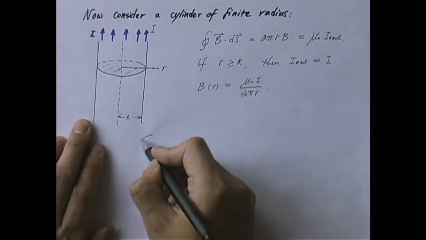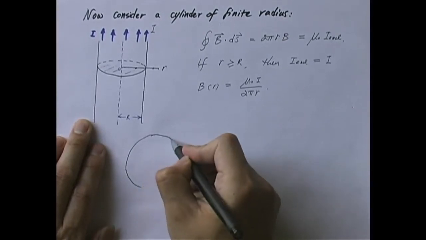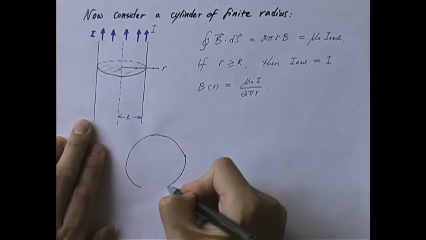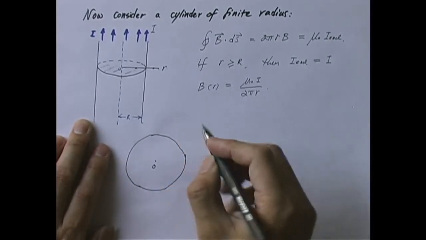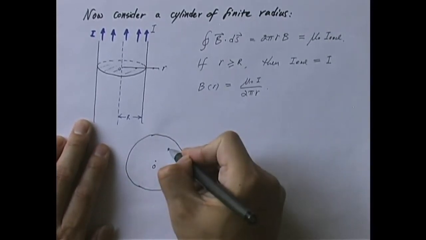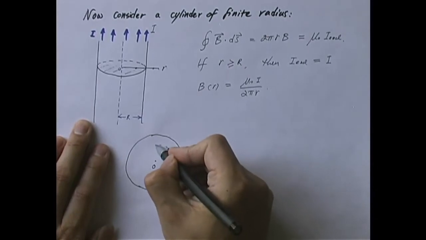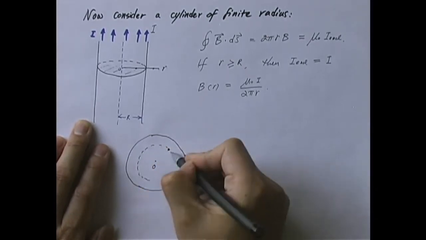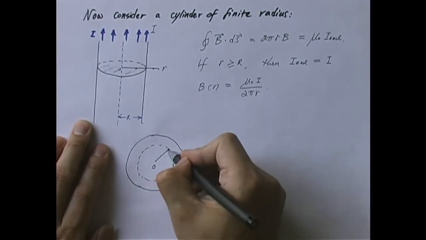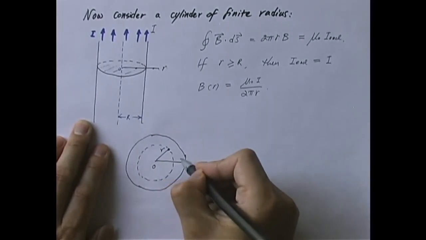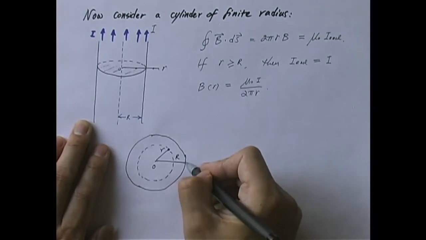Let me draw a top view. You're going to see something like this. Here is a top view. Here's the center of symmetry, and you're looking at a point P here, right? You need to draw an Amperian loop like that to apply Ampere's law. So this is r, and that is R, all the way to the edge of the cylinder.